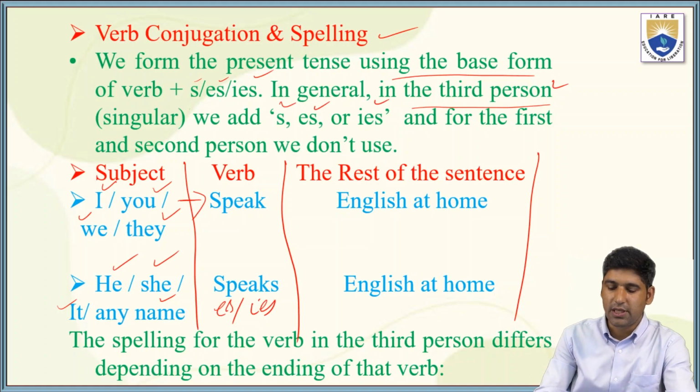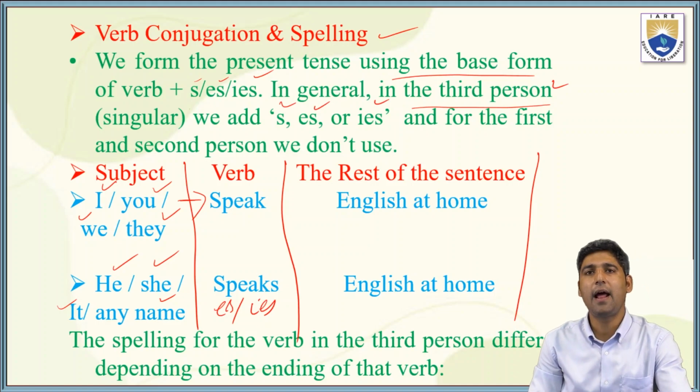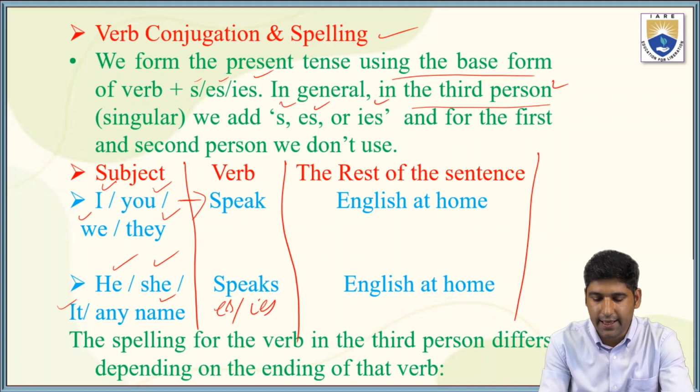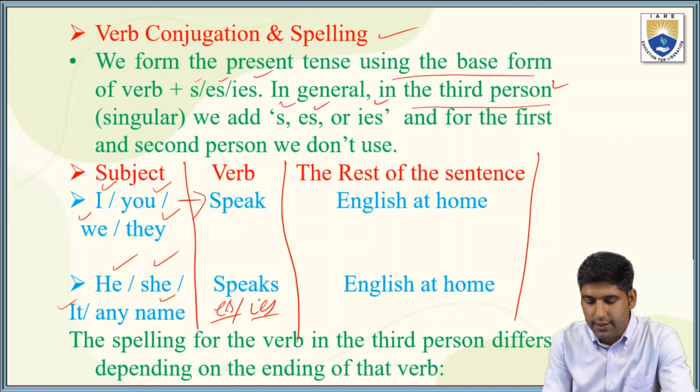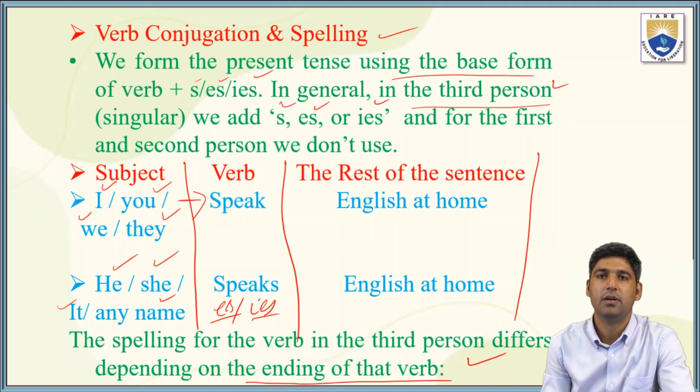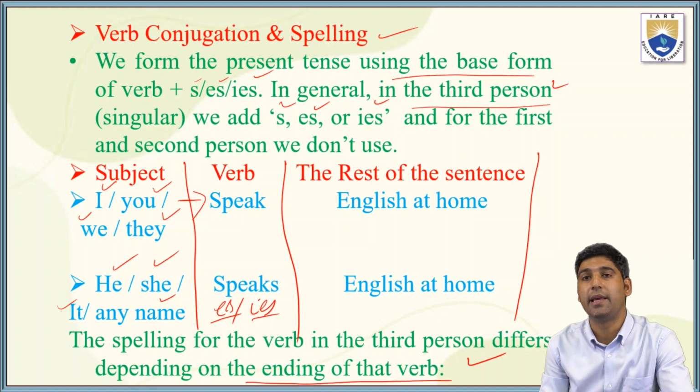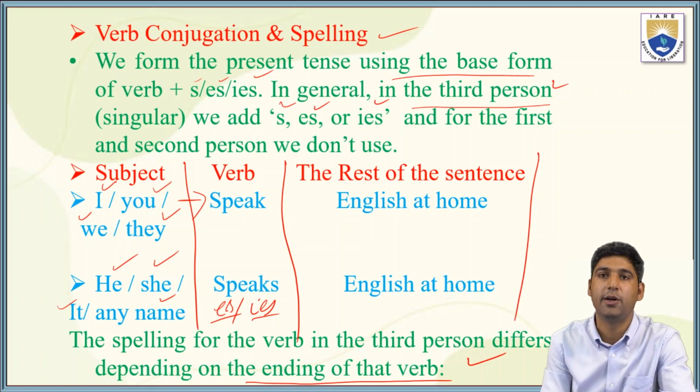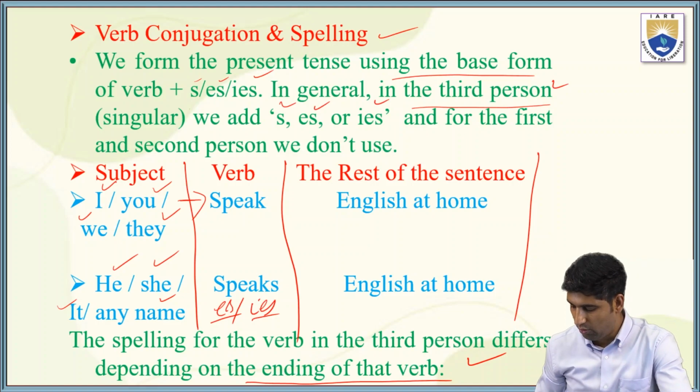Now you must have seen there are many verbs which require ies, which require es. It depends upon the verb. It depends upon the spelling of the verb in the third person. It depends upon the ending of that verb. Why do some verbs require es or ies? It depends upon the ending of that verb. I will show you how.